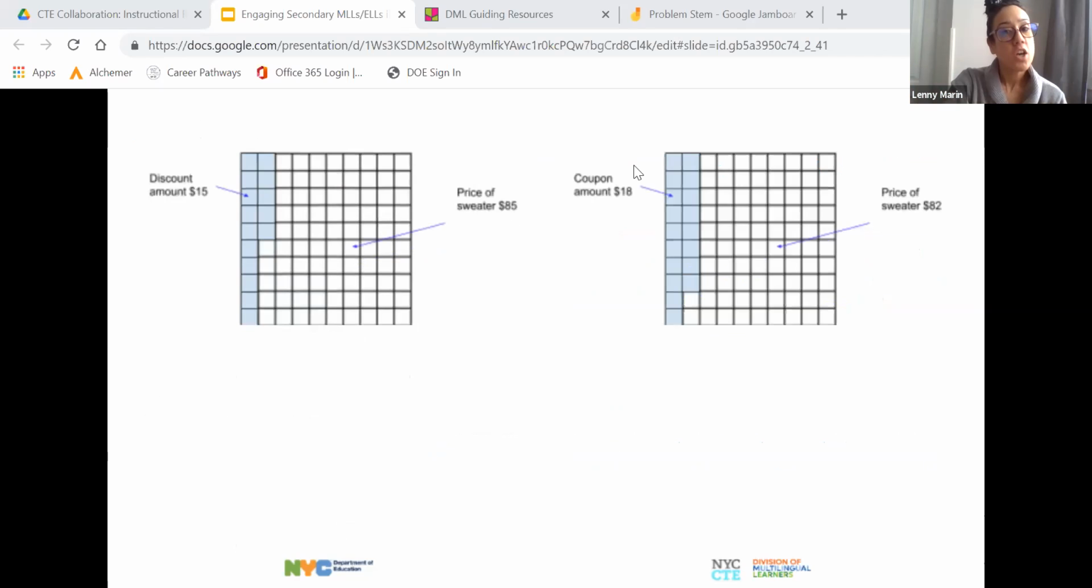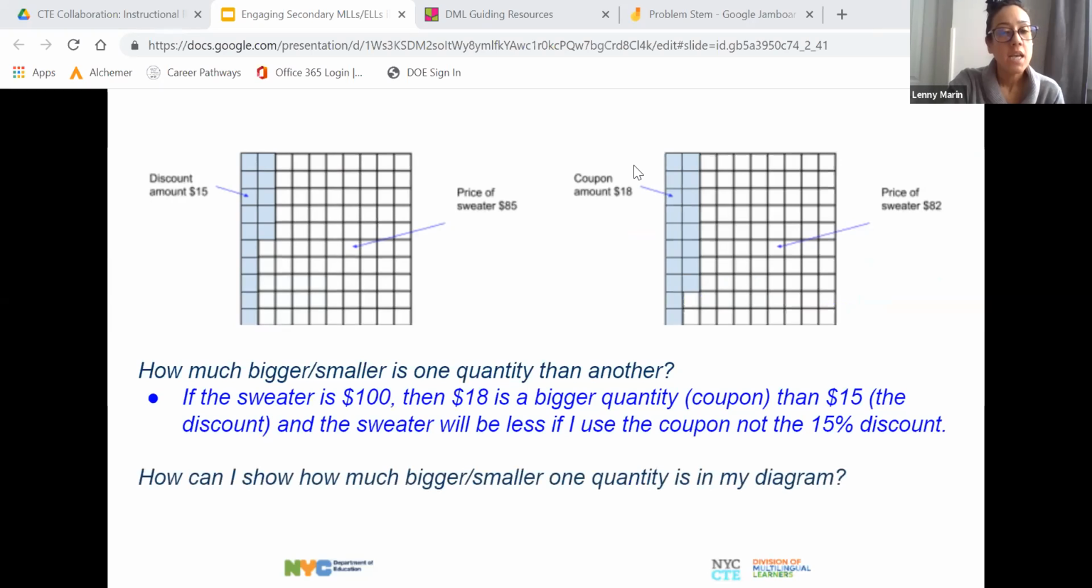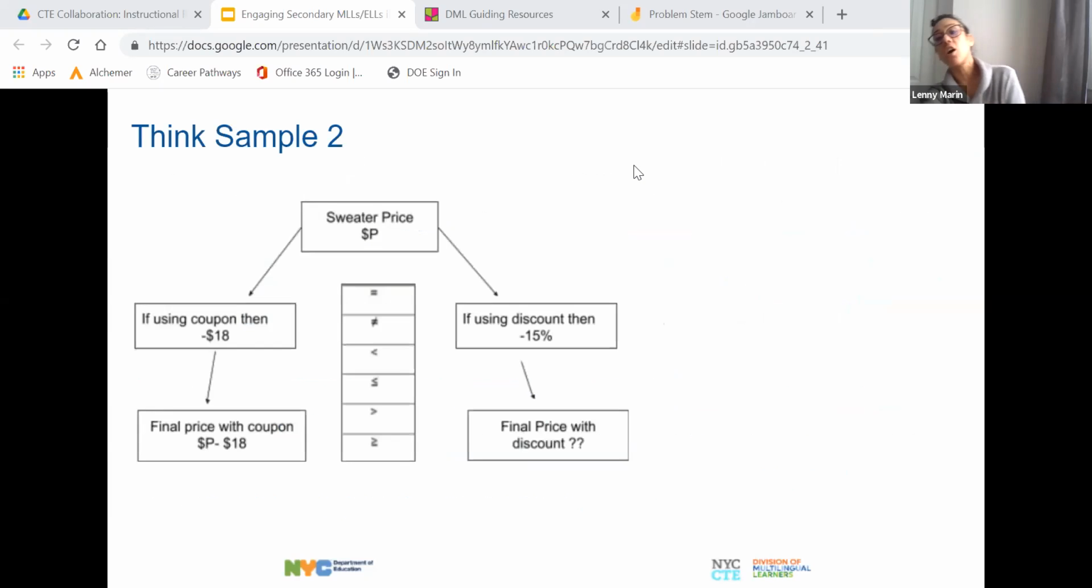So I want to show you another sample. So then the question goes on: how much bigger or smaller? So the student is able to say that if the sweater is 100, then $18 would be more, right? And then therefore the 15% coupon would be worth less. And then how did they show it? They showed this by assuming that the sweater was 100. So this is one sample. Here's the other sample for a student. So the student started to do a diagram like this.